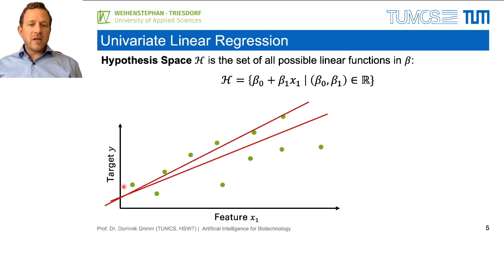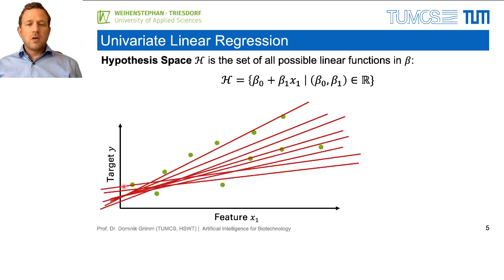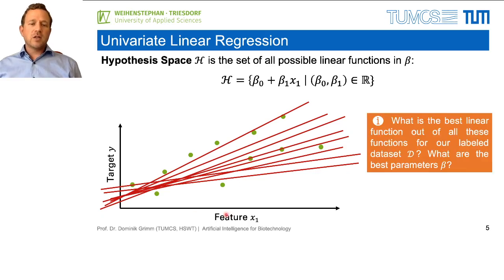So is this the best linear function? Or is this the best linear function? Or which of all these linear functions that we can create here with a beta 0 and a beta 1 is the best linear function that describes our labeled data as best as possible? So what are the optimal parameters beta 0 and beta 1? That's the question we would like to find out. So we have to find this linear function that describes the underlying data as best as possible, and therefore we have to define the loss function.